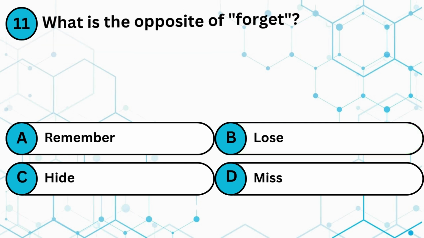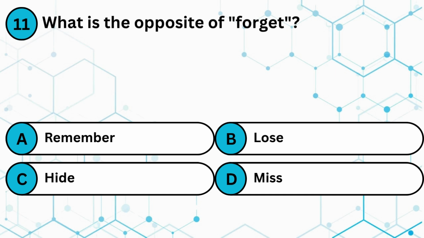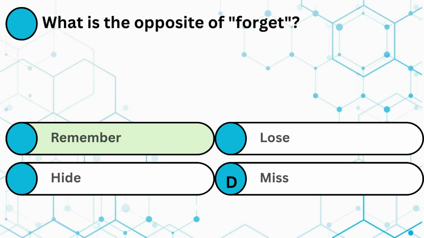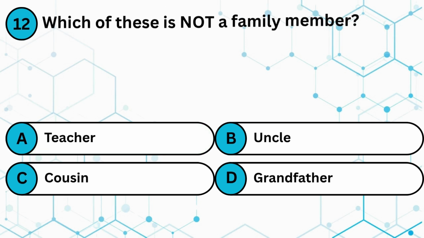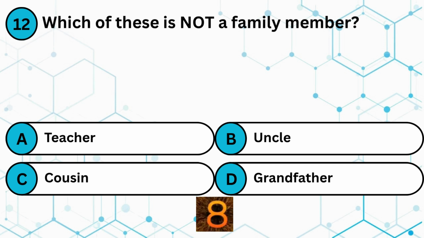What is the opposite of forget? Correct answer is remember. Which of these is not a family member? Correct answer is teacher.